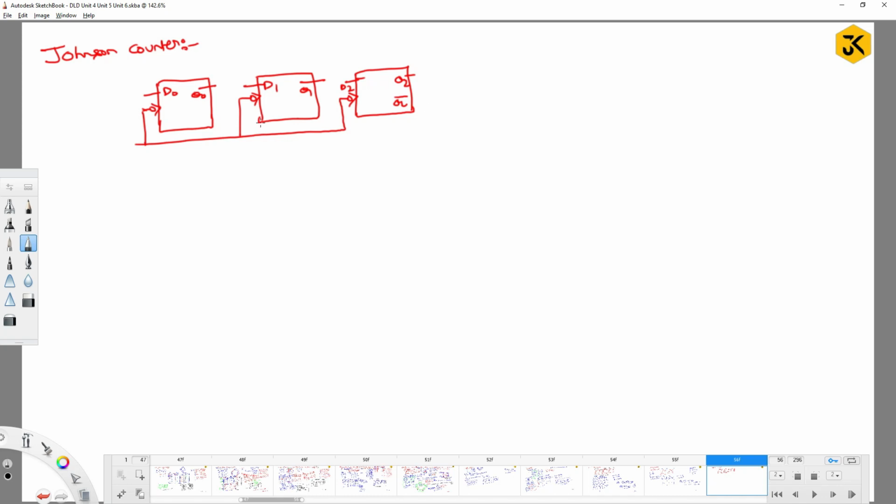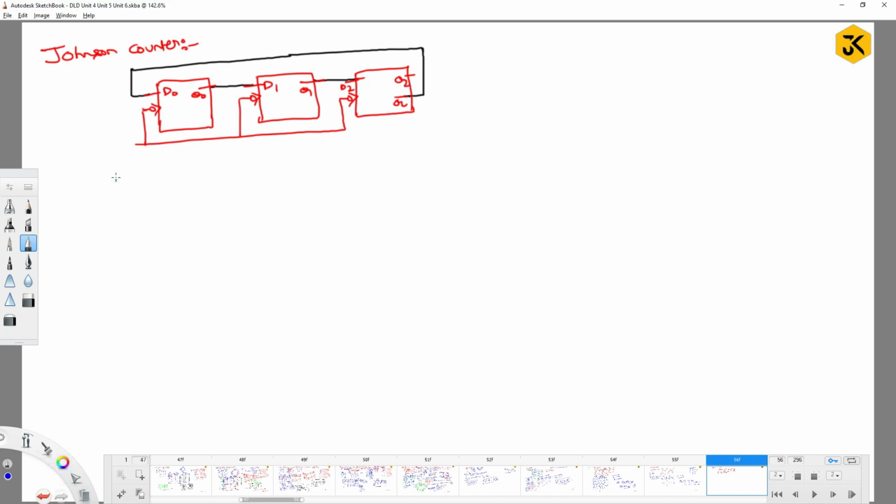Hi everyone, let's see a Johnson counter with 3 flip-flops. A Johnson counter means the complement output of the last flip-flop is connected to the input of the first flip-flop, and all the remaining connections are as usual. Let's see how it is going to behave.